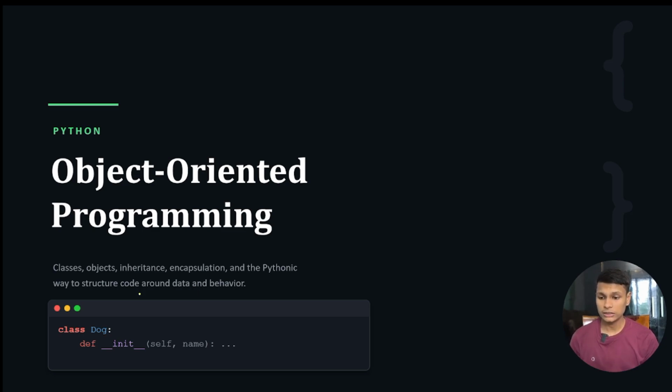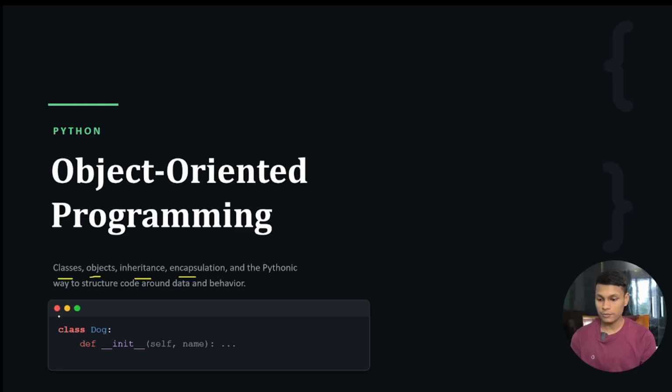Today we are going to discuss our second last topic, which was object oriented programming. We are going to cover all the concepts present in object oriented programming, like class, object, inheritance, encapsulation, and polymorphism. There are four pillars of object oriented programming, so we are also going to discuss all four pillars.